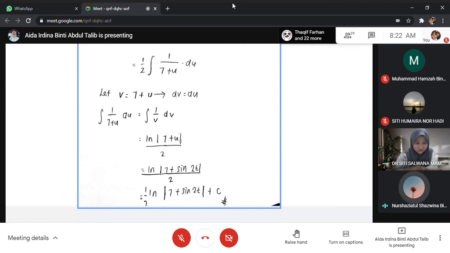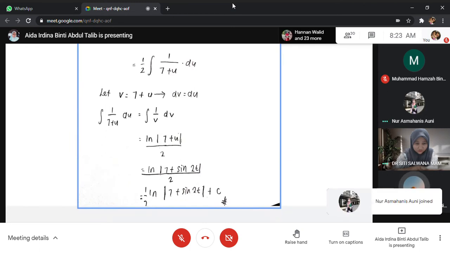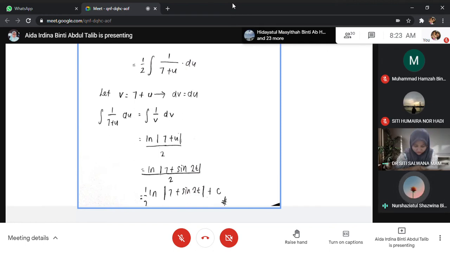And then I substitute back v into the original integral. I get ln of 7 plus u, and then I rewrite the integral with the completed substitution: ln of 7 plus u, over 2. Then I also substitute back u into the original integral, which is ln of 7 plus sin 2t, over 2, and I add the constant. So the final answer is 1 over 2 ln(7 plus sin 2t) plus c.